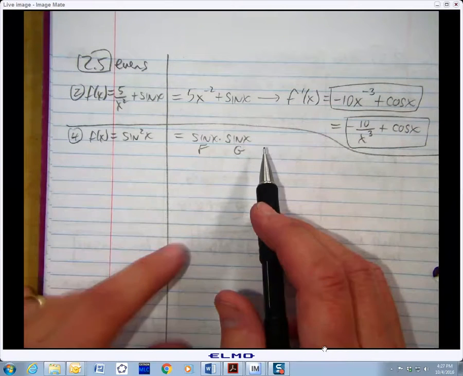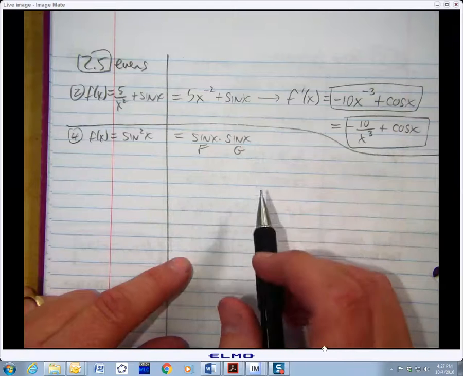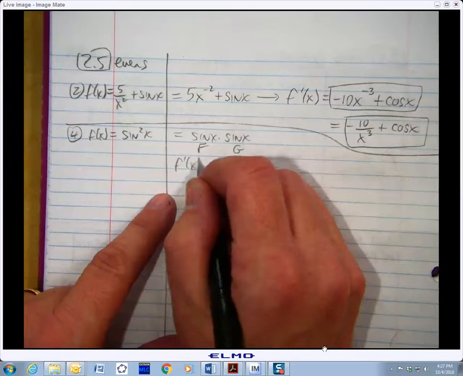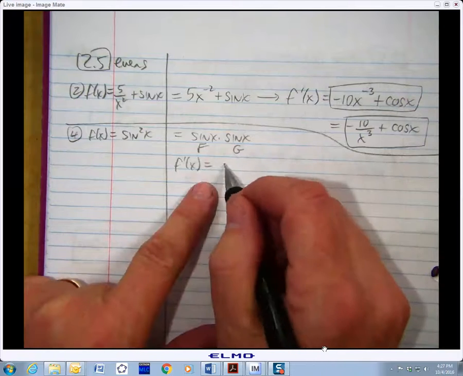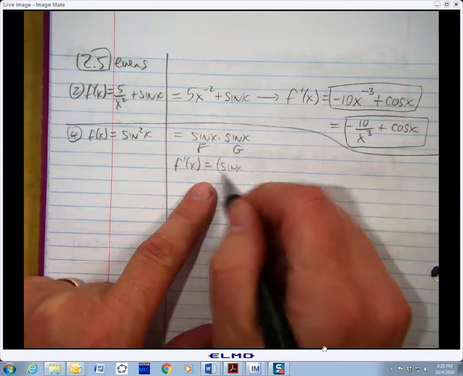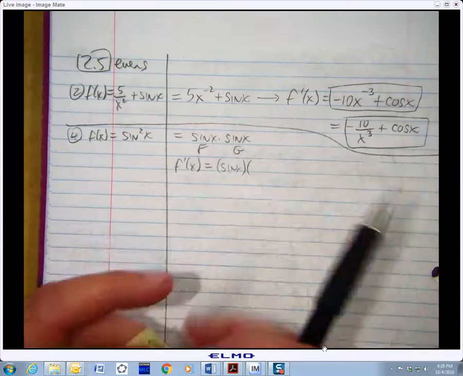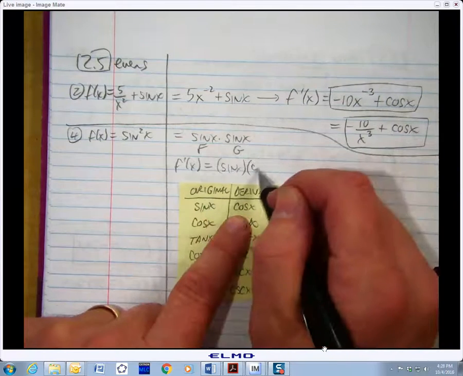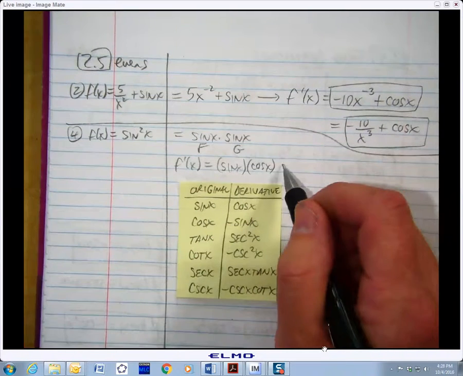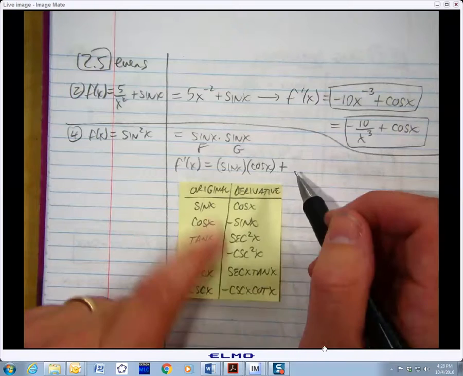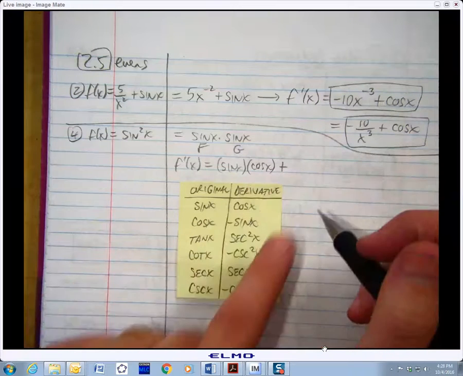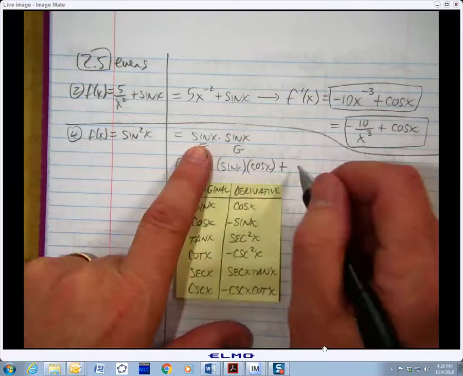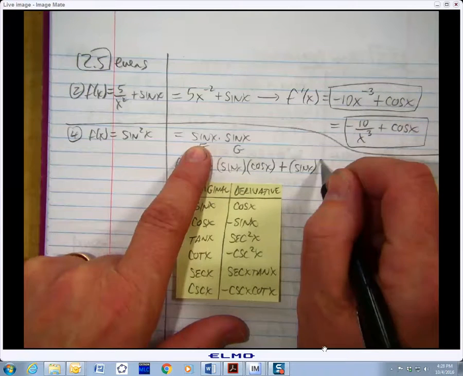But it still works. We're still going to do gf prime plus fg prime. So yep, we're going to do some product rule right now. So f prime of x, we're going to go g, that's this guy, times f prime. What's the derivative of sine? Oh yeah, it's cosine. Plus or minus, well, this time it would be a plus, right? Because it's a product rule, not a quotient rule. And then if that's g and f prime, we'll need f and then g prime.